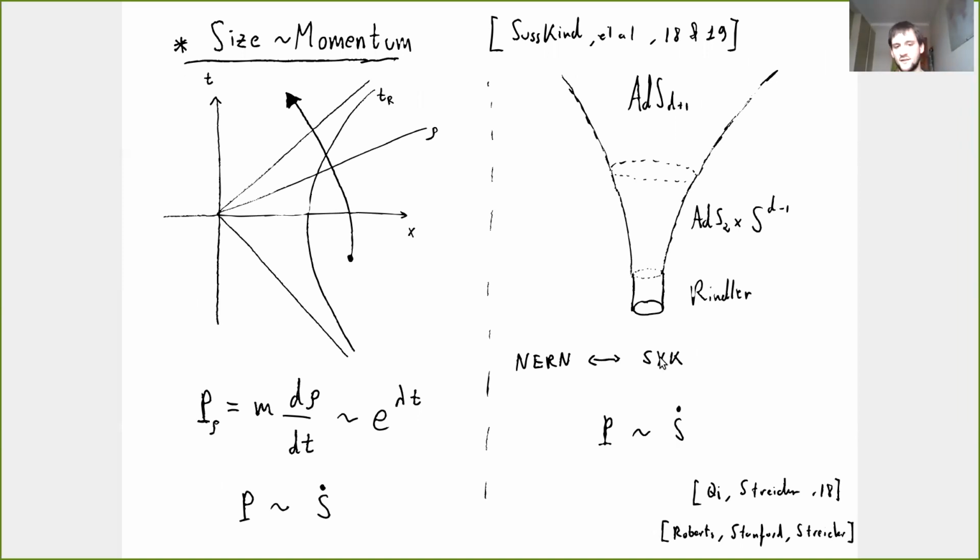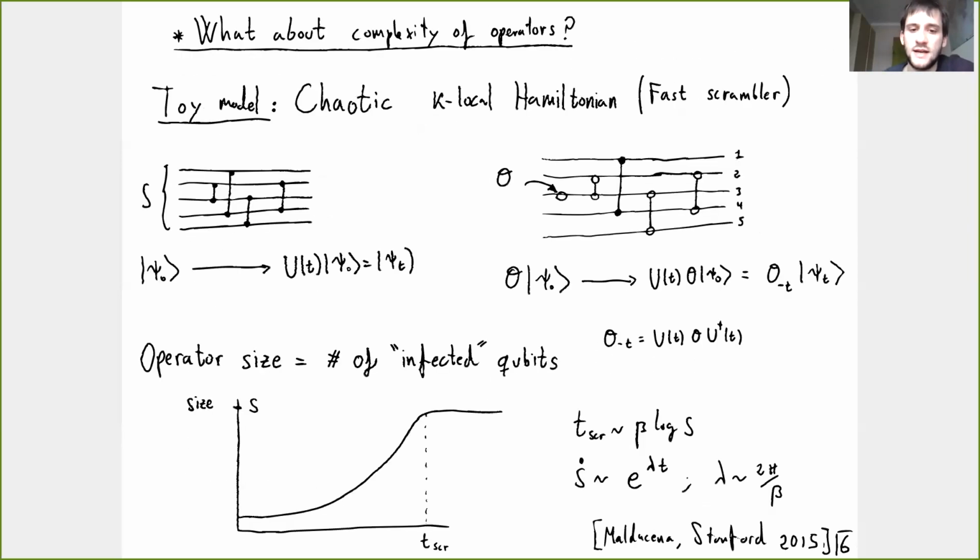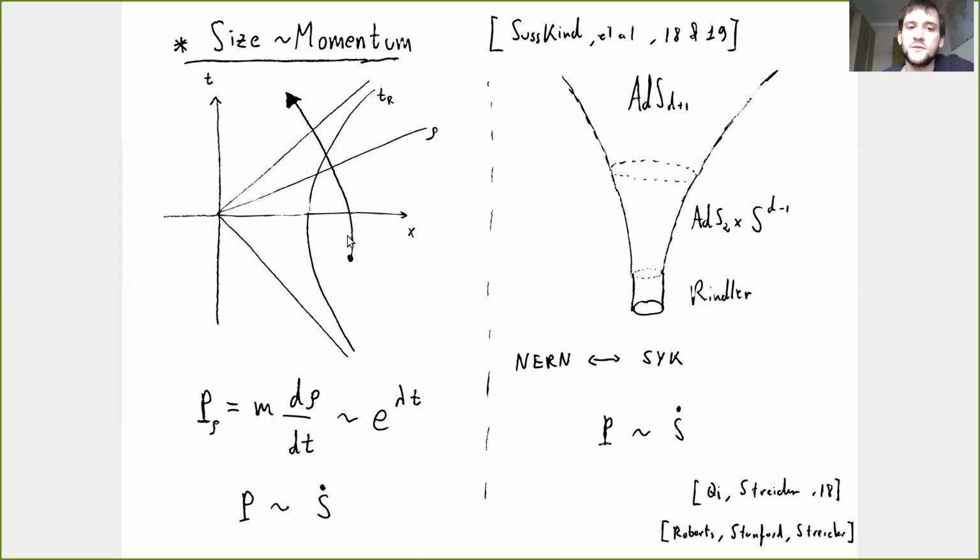So these ideas are very vague, and they were extended somehow by Leonard Susskind a couple of years ago to maybe more vague things, which is the following. In some papers, Susskind proposed that there is a size-momentum correspondence, meaning that this sort of exponential growth that one sees in these epidemic models for operators that are inserted in a state and then evolved under a chaotic k-local Hamiltonian, this would correspond to a particle falling towards the horizon in the dual gravitational theory.